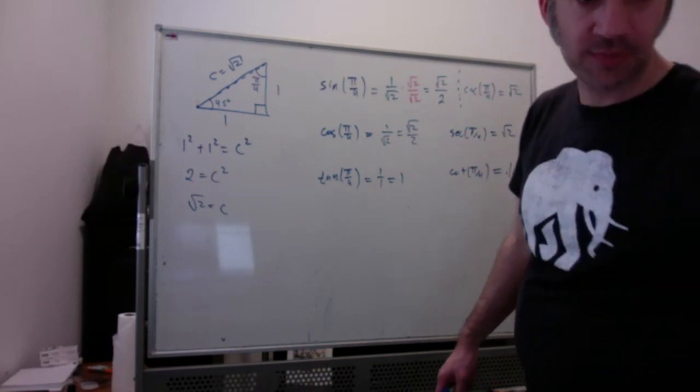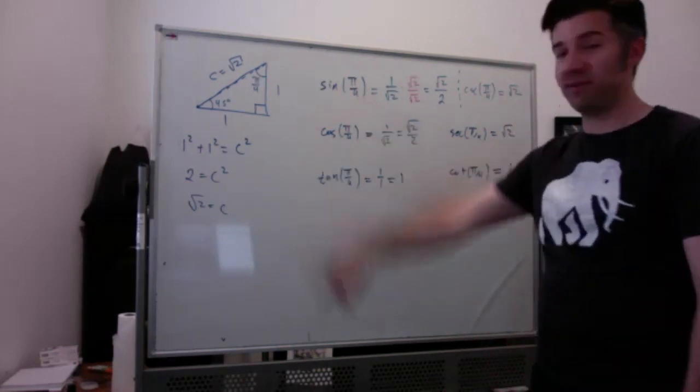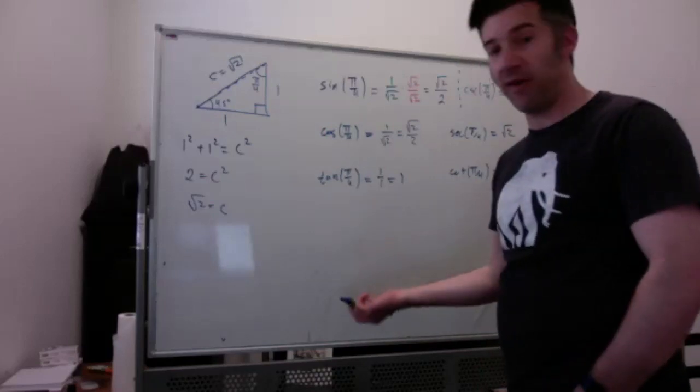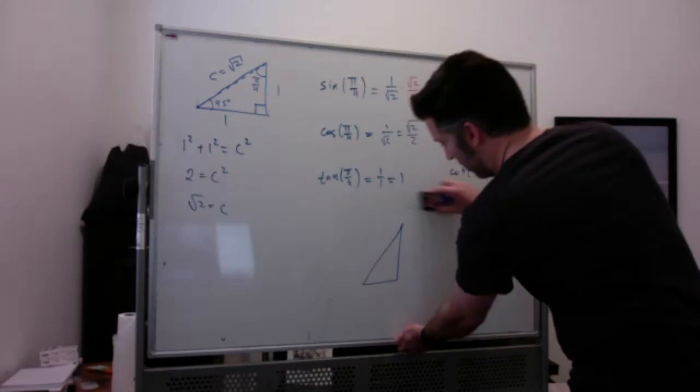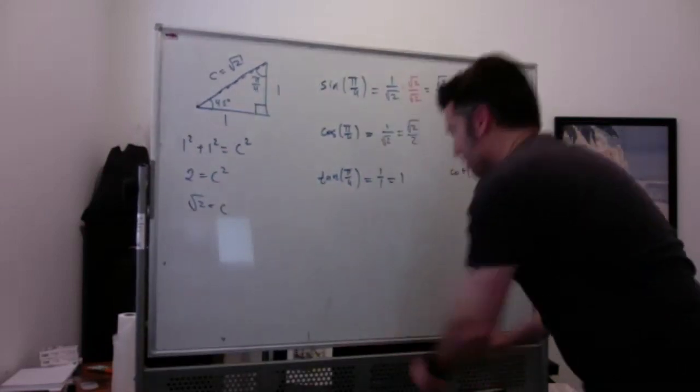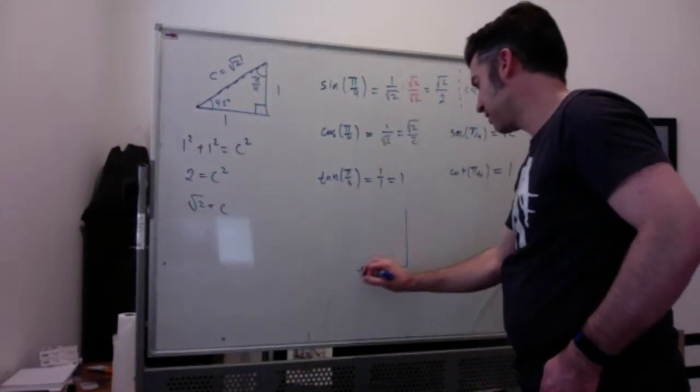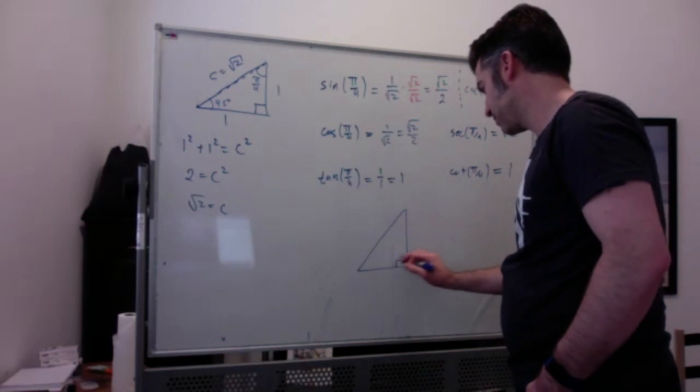Okay. So that's one of our special triangles. People call this the 45, 45, 90 triangle. Whoops, I didn't draw it. That's not a very good drawing of it. Right, so it's the 45, 45, 90 triangle.